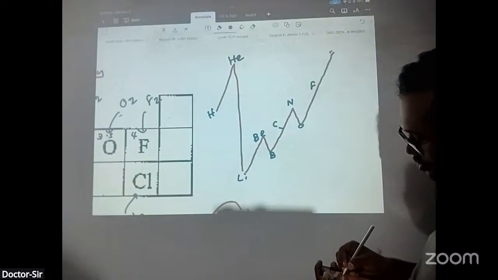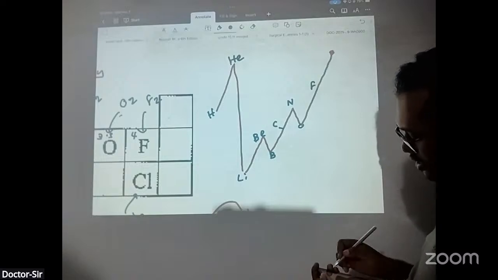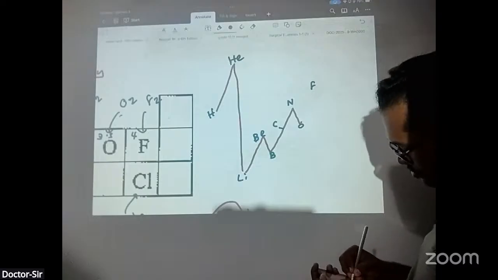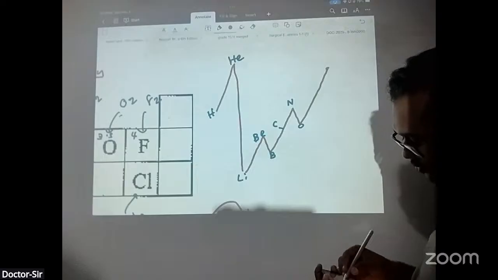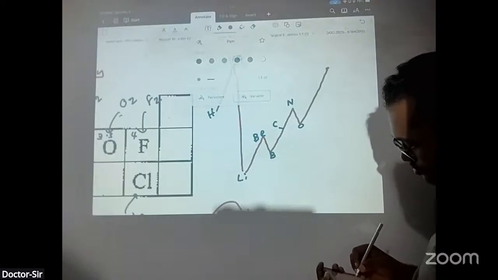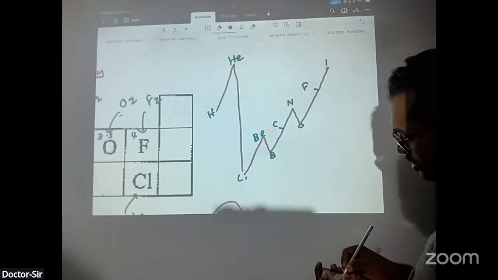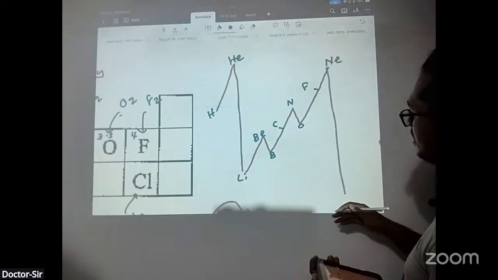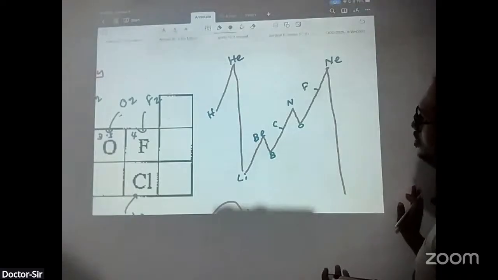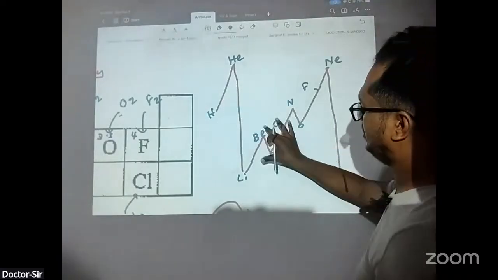Then neon. Okay. Put it on the bed. Right. Okay, so fluorine, neon. Here fluorine, then again neon. Then it will come down again and start the third period elements. So this is the first period, and this is the second period.